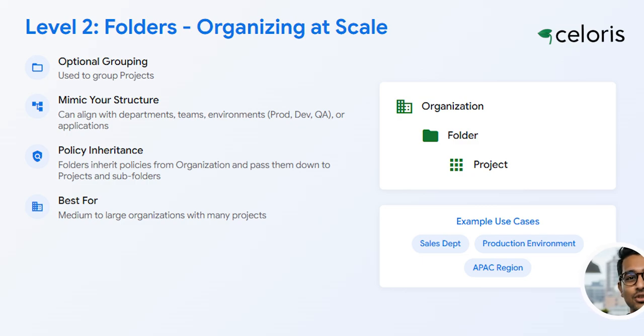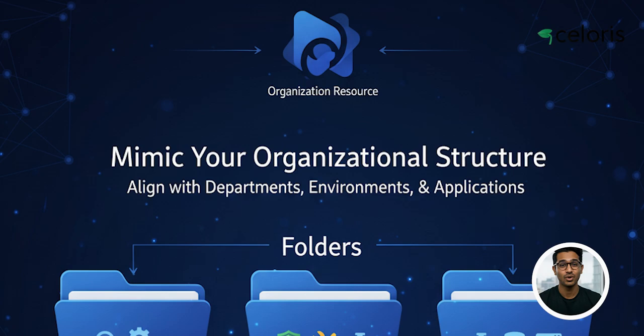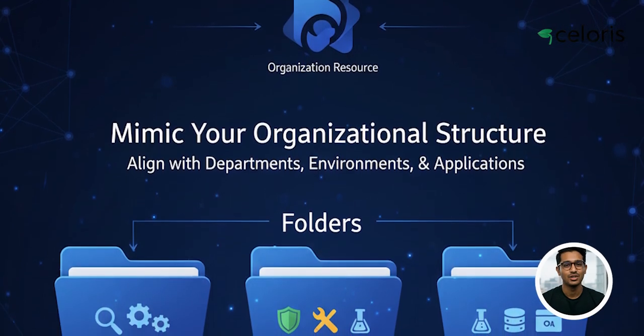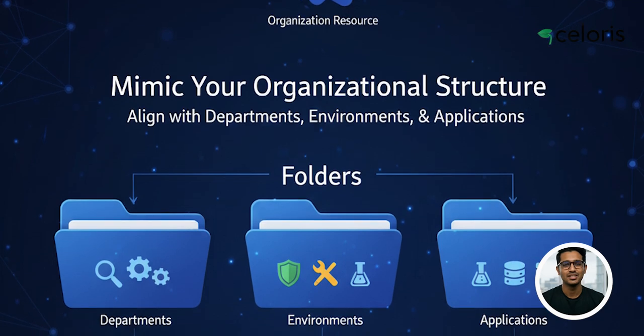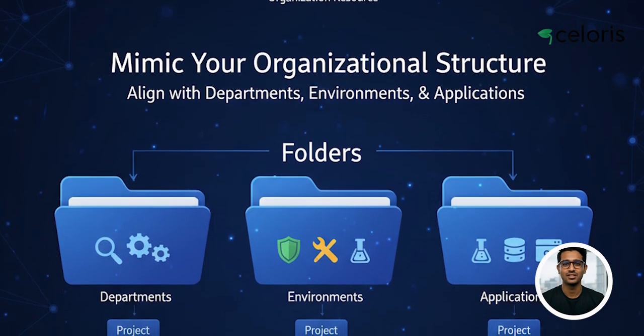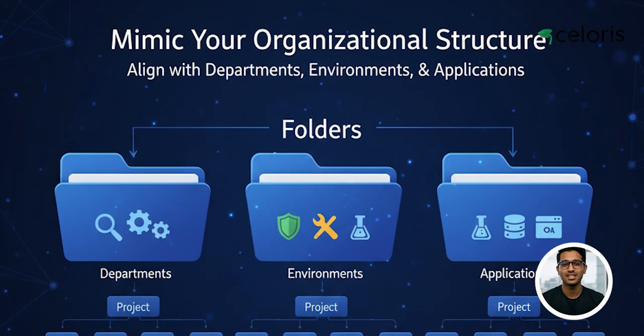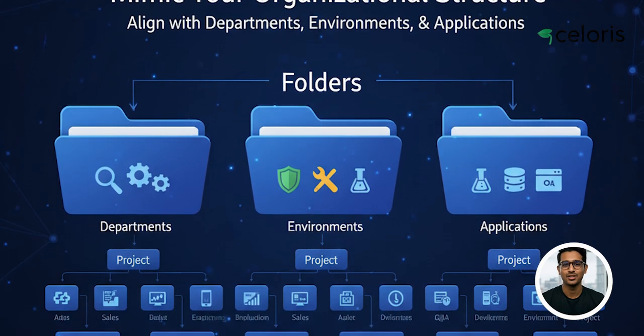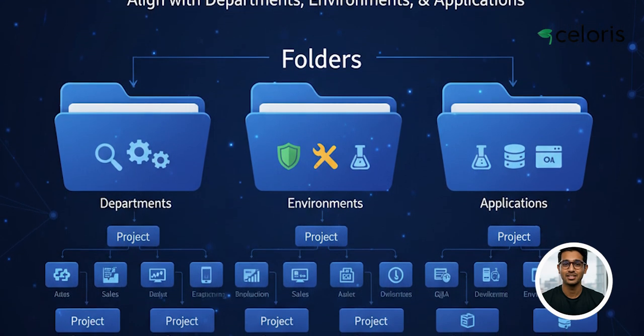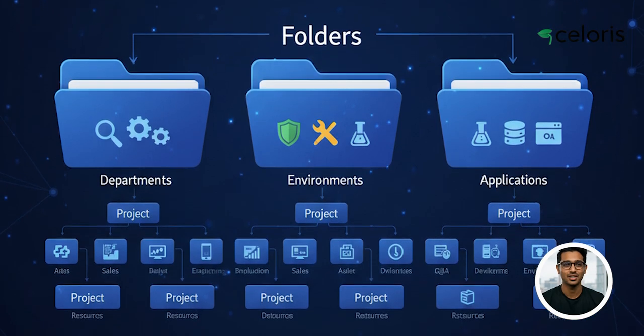Next, we descend to Level 2, Folders. Folders are an optional grouping mechanism that allows you to logically group projects. While optional, they are incredibly powerful for maintaining order in a growing cloud environment. One of their greatest strengths is their flexibility. You can use folders to mimic your organization's real-world structure. This means you can align them with different departments, specific teams, various environments like production, development, or QA, or even distinct applications within your portfolio. This makes management intuitive and reflective of your business operations.